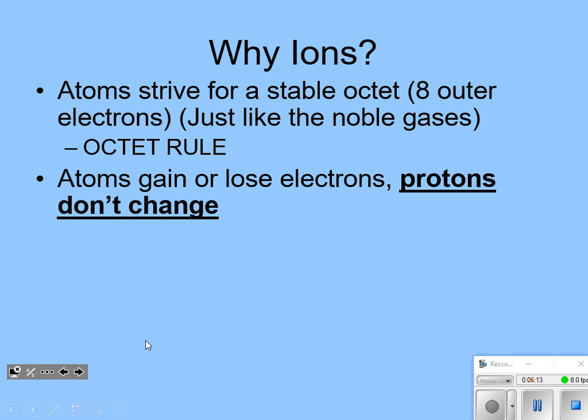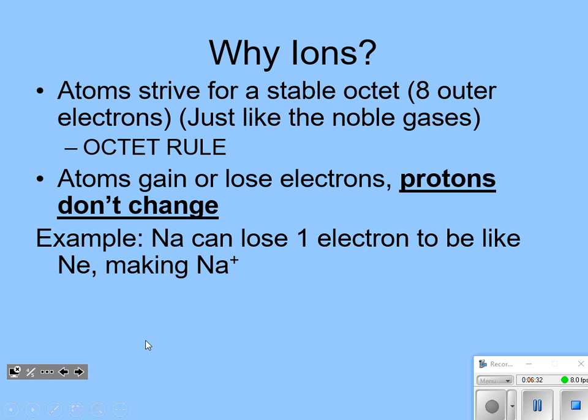Keep in mind, to obtain the octet, it's based upon electrons being gained or lost. Protons in the nucleus never change when you form an ion. You don't obtain a positive charge by gaining a proton. The nucleus remains unchanged. It's the electrons. So an example would be sodium can lose 1 electron to be isoelectronic with neon.